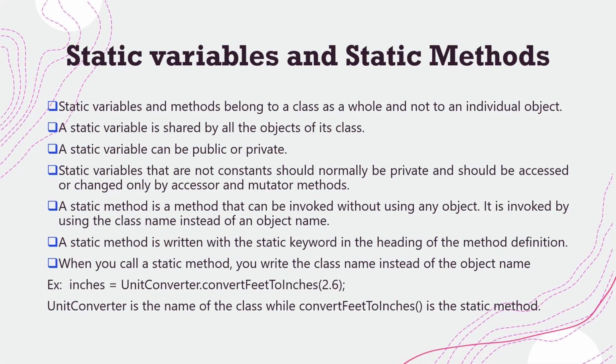A static method is written with the static keyword in the heading of the method definition. When you call a static method, you write the class name instead of the object name. For example, x = UnitConverter.convertFeetToInches(2.6). UnitConverter is the name of the class while convertFeetToInches is the static method.